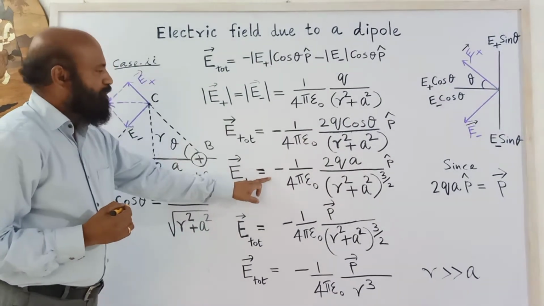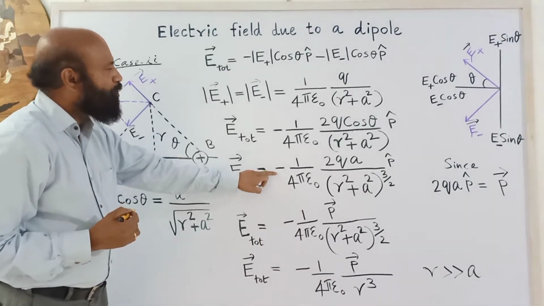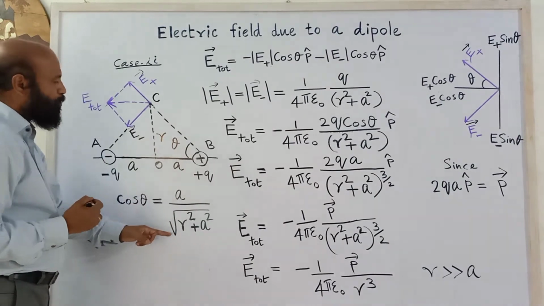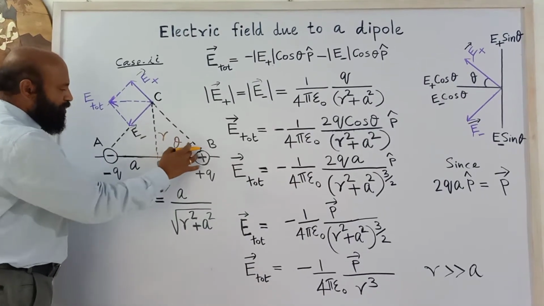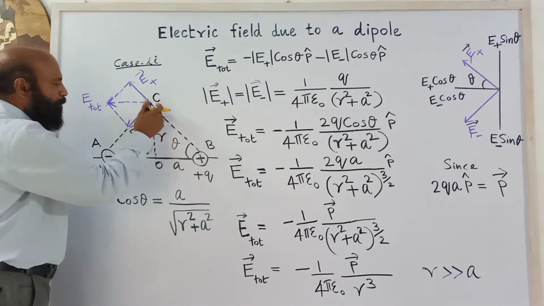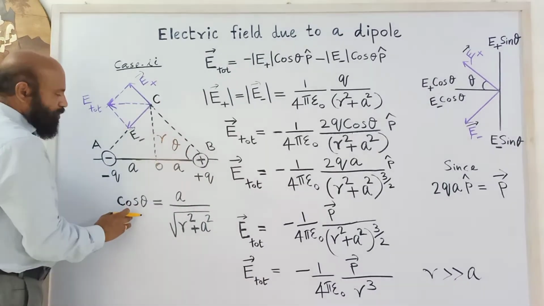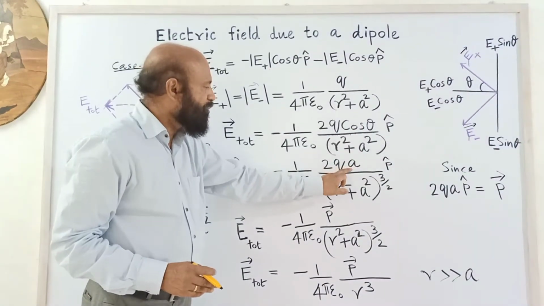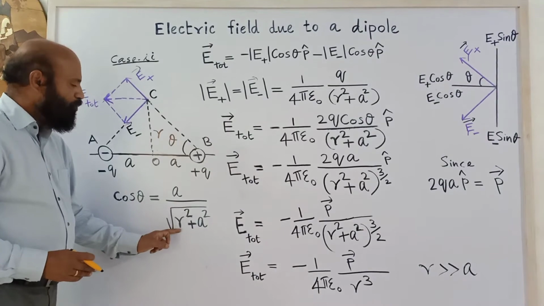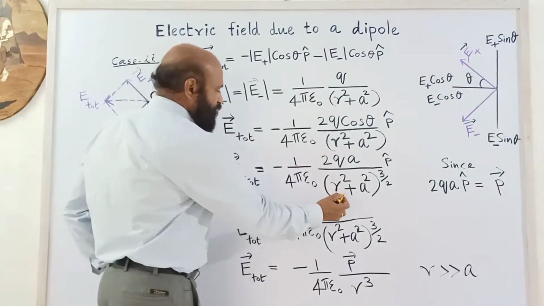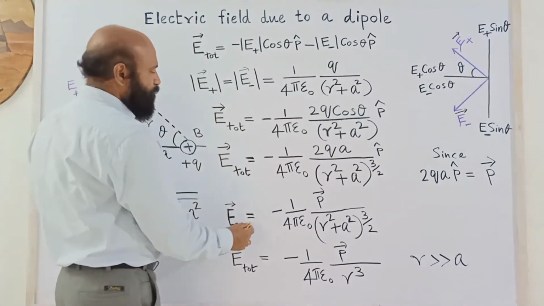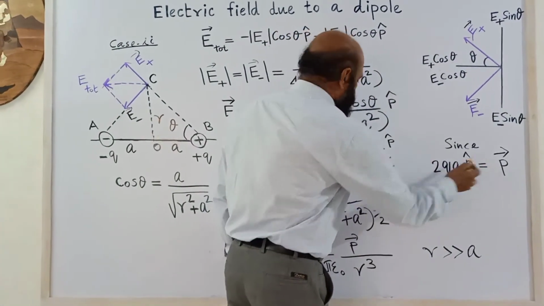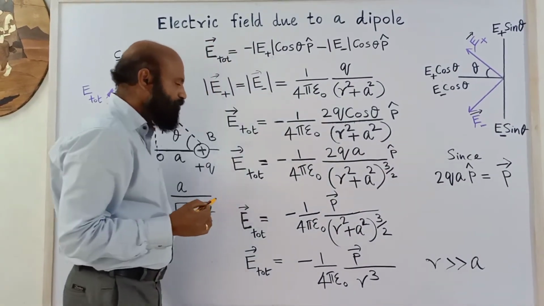After that step you can get it like this, because cos theta is adjacent side by hypotenuse. For this angle, cos theta is adjacent side divided by hypotenuse. So substitute for this cos theta. Cos theta is a divided by the square root of r square plus a square. So you can get it like this. After that step, you can get it like this. Here, 2qa p cap is the p vector.